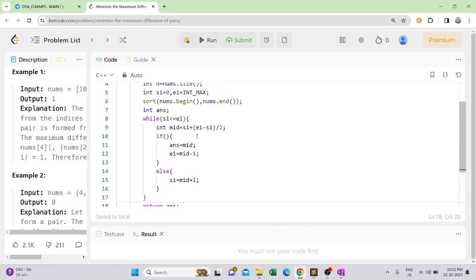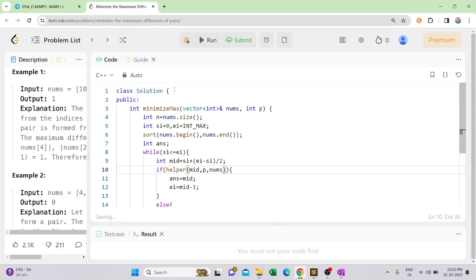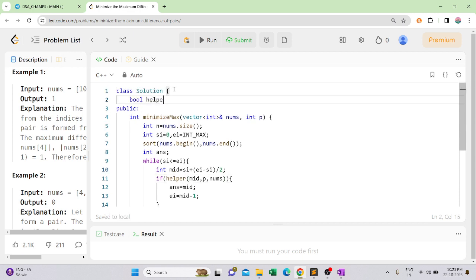Okay. So what is the condition? The condition is we will make a helper function. The condition is with this difference, are we able to get p pairs from this array, from this vector nums? So yeah, let's make this function, the helper. This is the difference, the maximum difference I would talk about. If we are taking the pairs whose difference is less than or equal to this difference, then surely we can take that pair. This is the required number of pairs and this is our vector.